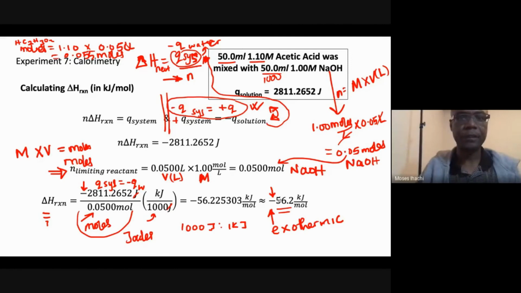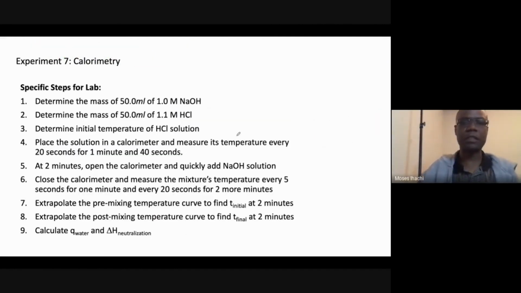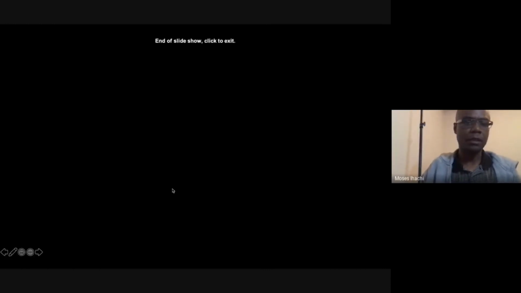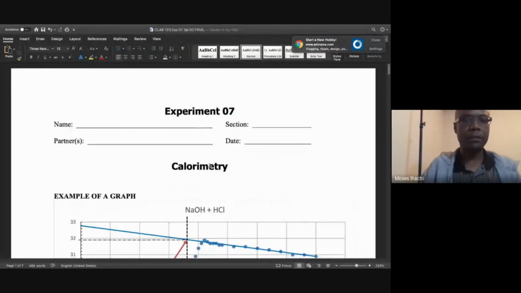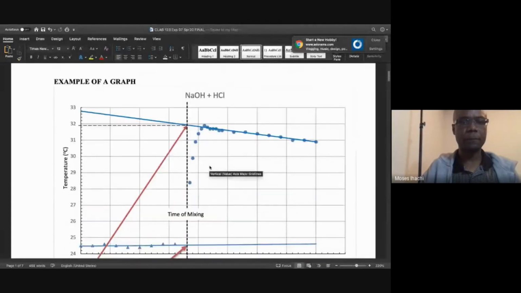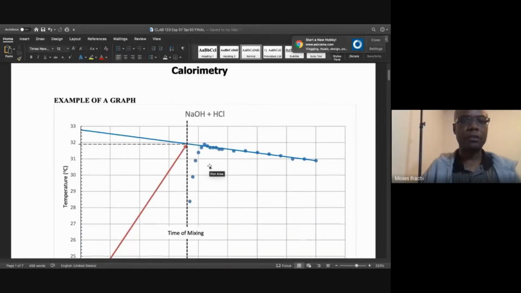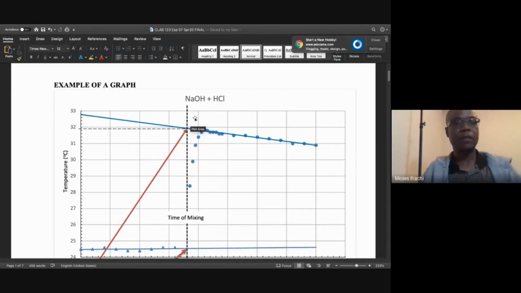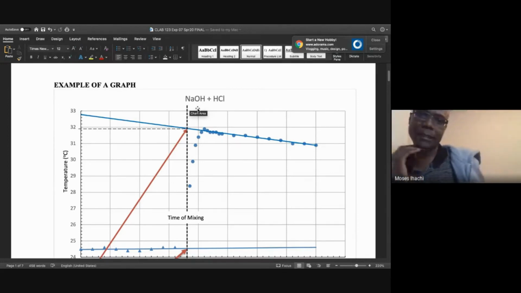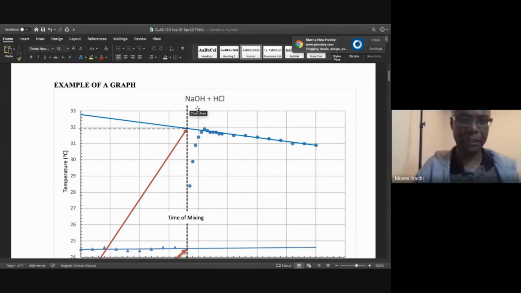All right, next. So this would have been your procedure. I played the video. Dr. Philip explained the process. So let's go to the report. Download the report from Moodle. Once you plot your graph, it should look like this. I only need one graph, from the HCl and sodium hydroxide reaction. For acetic acid and sodium hydroxide, we use a simulation.